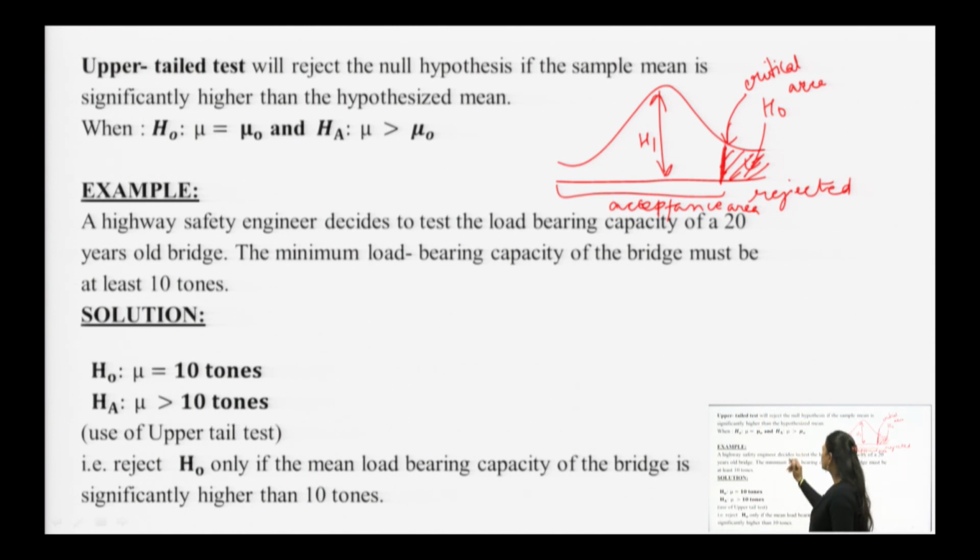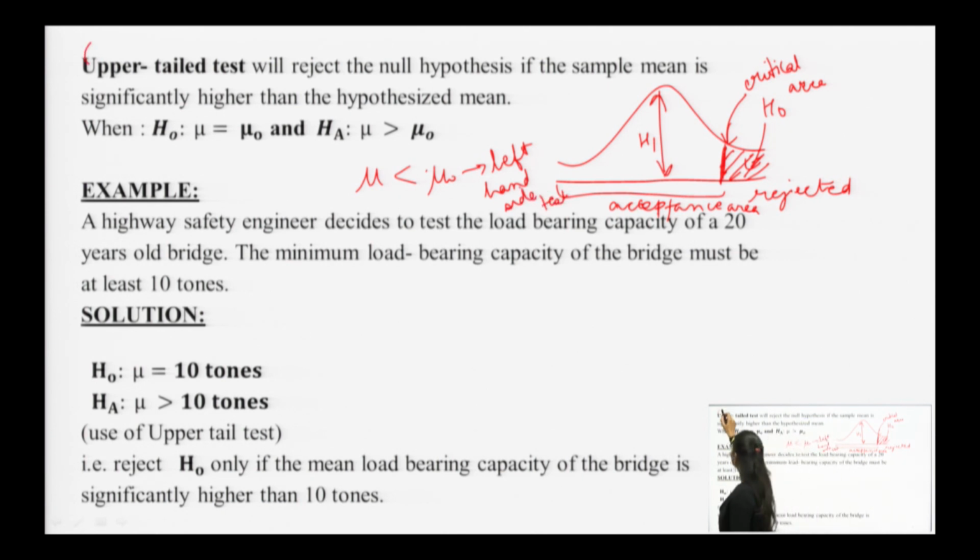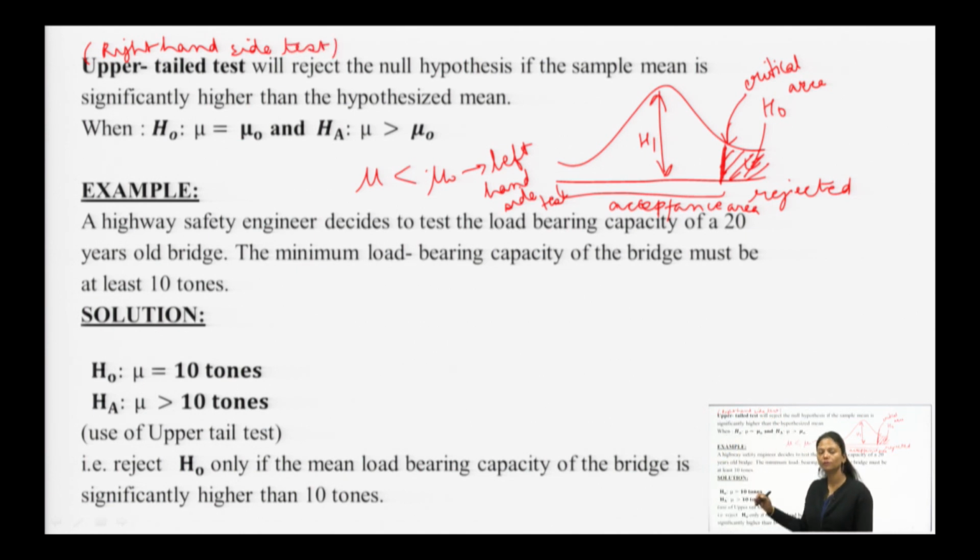In the earlier one we took mu less than or equal to mu naught, and this was the case when we were talking about the left hand side test. But in the right hand side test, which means the upper tail test, you always take your sample mean greater than your hypothesized mean.